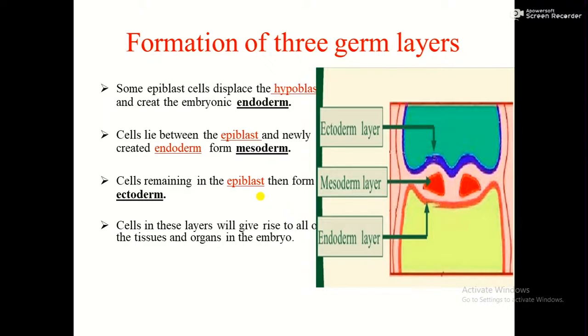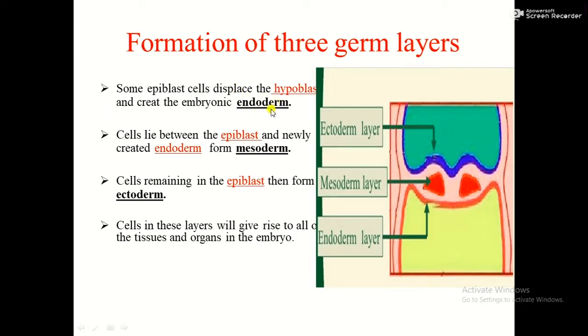So this development will have some cells or some layers of cells that will be the origin for the other tissues. So the division and the formation is continuing during the weeks of development in the embryo. Okay, so some epiblast cells will displace the hypoblast cells and create an embryonic endoderm.